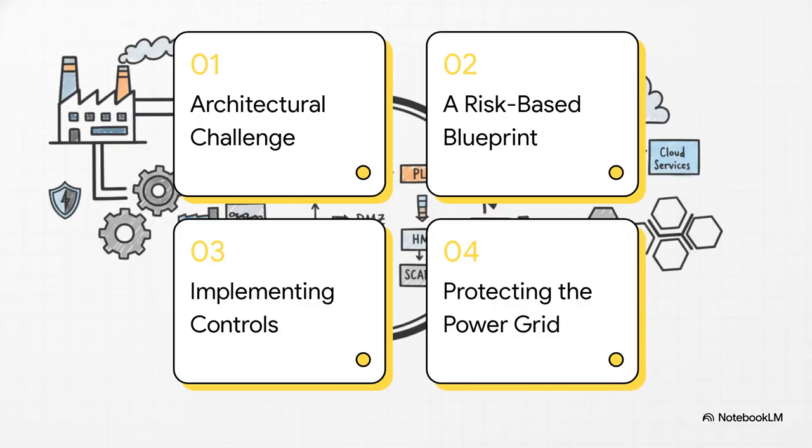First, we'll look at the big problem we're trying to solve. Then, we'll walk through how to build a risk-based solution step by step. After that, we'll get into the specific technical controls you'd use, and finally, we'll see how it all pulls together to protect something like the power grid. Sound good? Let's jump in.